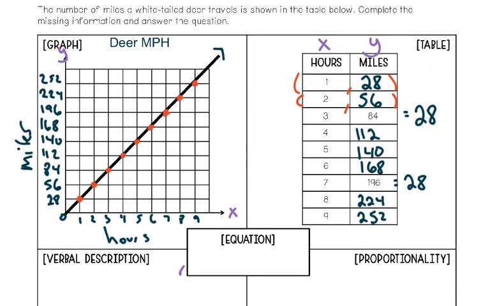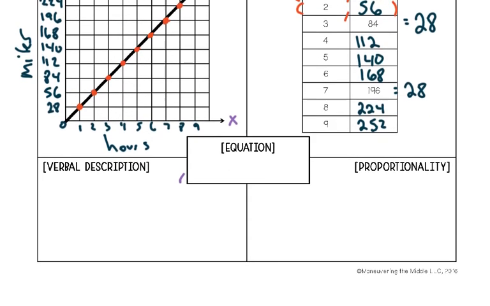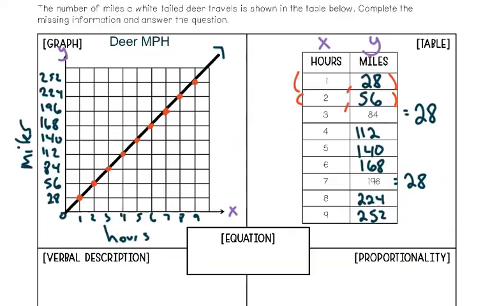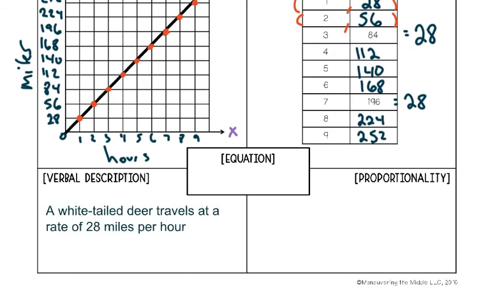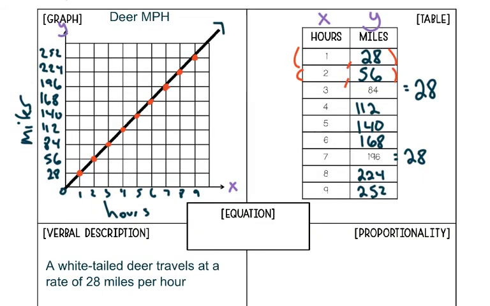So using the table and the graph, we can start writing a verbal description for this situation. It tells us in the word problem this is about the number of miles a white-tailed deer travels in miles per hour. We know that it travels 28 miles per 1 hour. So that is what we're going to write for our description. A white-tailed deer travels at a rate of 28 miles per hour, and I can see that in the table, and I can see that in the graph.